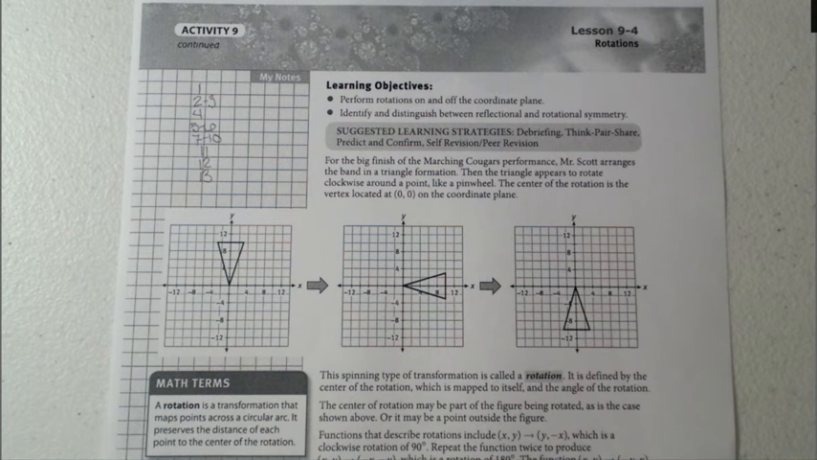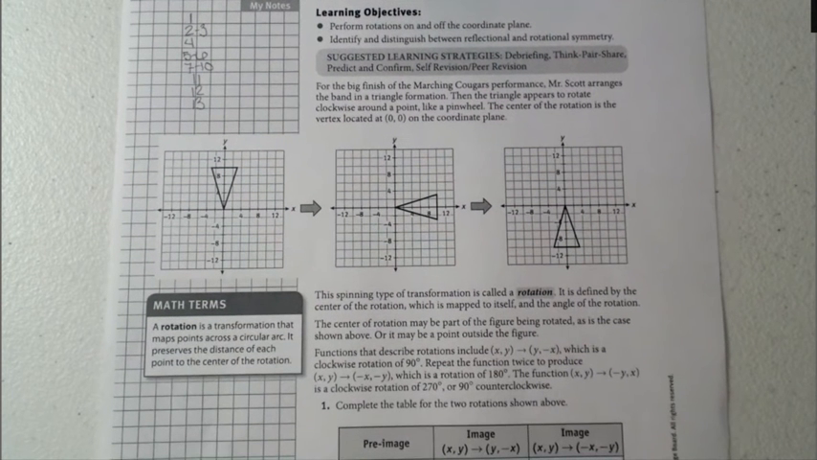Number 1 starts off by saying, for the big finish, the Marching Cougars performance, Mr. Scott arranges the band in a triangle formation. Then the triangle appears to rotate clockwise around a point like a pinwheel. The center of the rotation is the vertex located at 0, 0 on the coordinate plane. The spinning type of transformation is called a rotation.